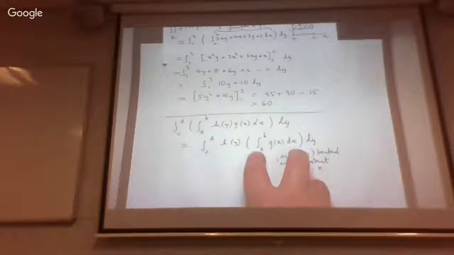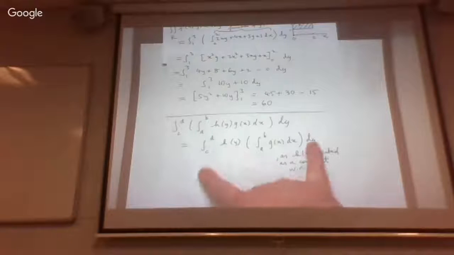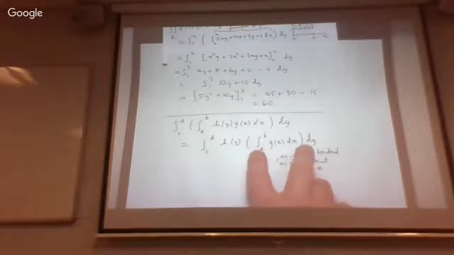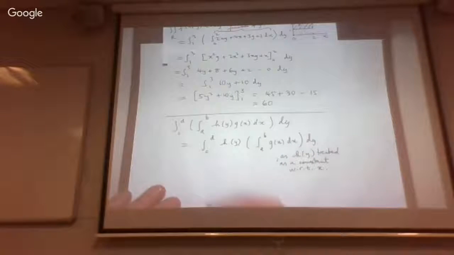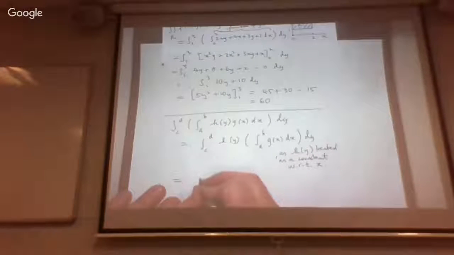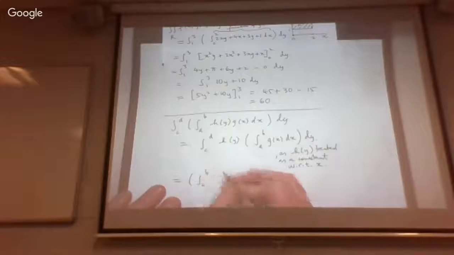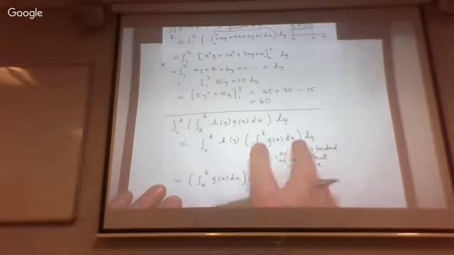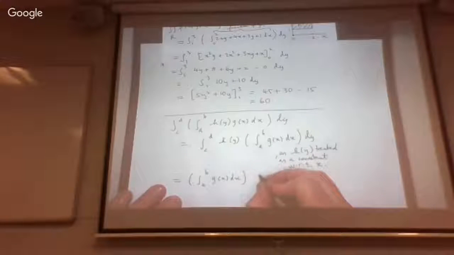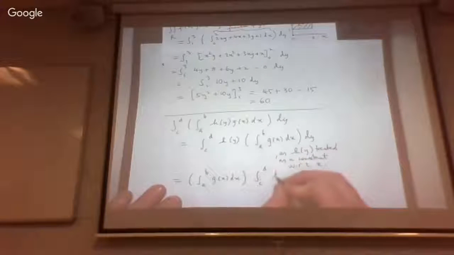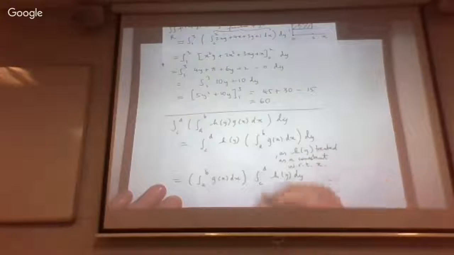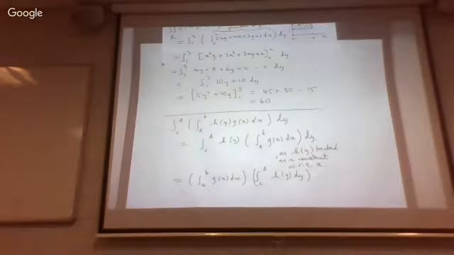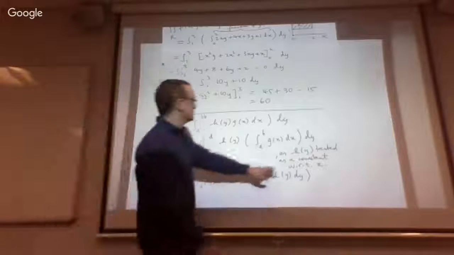So at the moment it's sitting inside here multiplying a function of y and you're integrating it. But just using the linearity of the integration operator, this can pass outside the y integral. So the integral from a to b of g of x dx should be treated as a constant as far as the y variable is concerned, so it can pass outside of that integral. So you're left here with the integral from c to d of h of y dy as a separate entity. So you've got exactly the product of the two integrals.